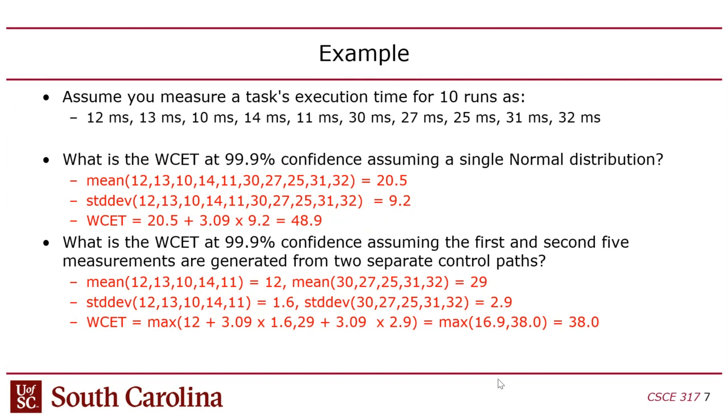So you had one group that had a mean of 12, one group that had a mean of 29, and the first group had a 1.6 standard deviation, and the second group had a 2.9 standard deviation. So at 99.9% confidence, you got estimates of 16.9 and 38 for those two. So 38 would be the max overall. So 38 is less than 48. That's pretty darn good. That's like 22% better.